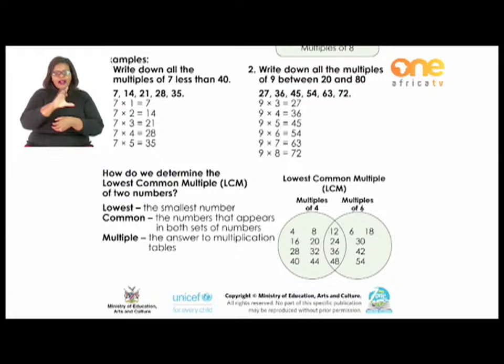In the multiples of 4, we have the set of numbers 4, 8, 12, 16, 20, 24, and it continues. And the multiples of 6 are 6, 12, 18, 24, 30, and it continues. And we see the common multiples are 12, 24, 36, and 48. So if we have to find the lowest common multiple, the smallest number of the ones that we find in both sets, we will see that 12 is our LCM.